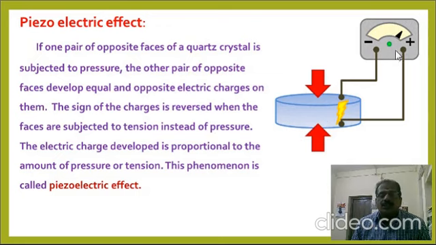Then the deflection of the electric charge developed is proportional to the amount of pressure or tension. That is, how much pressure you are giving on both sides decides the amount of deflection in the meters. So if you give more pressure alternatively, more deflection will take place in the device. So this is called the piezoelectric effect.